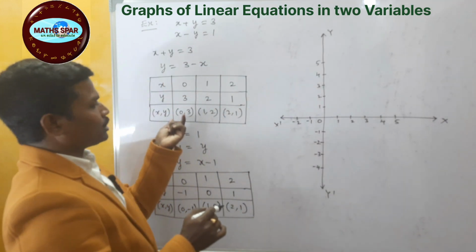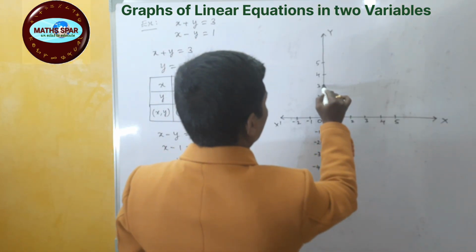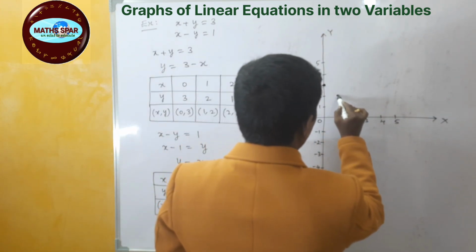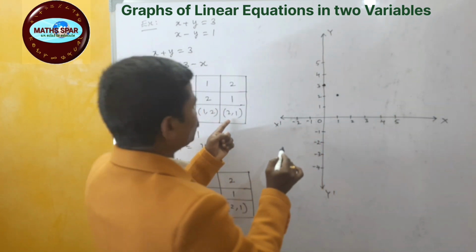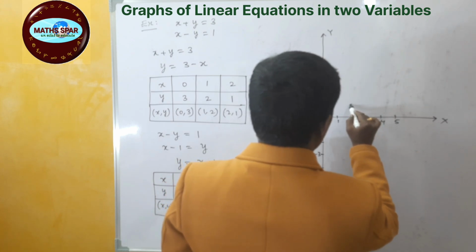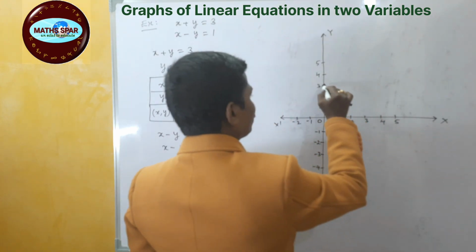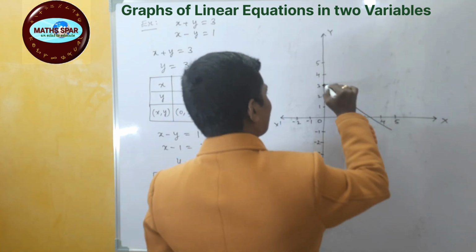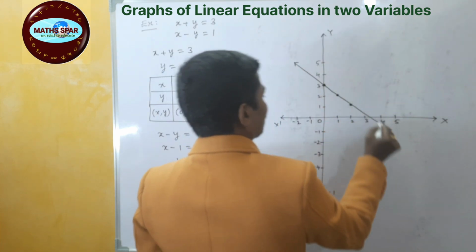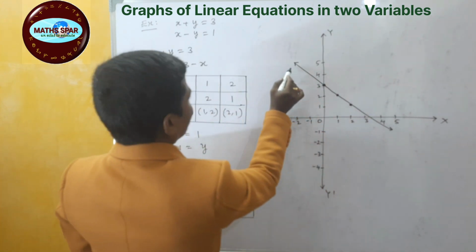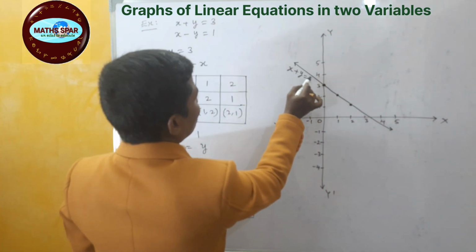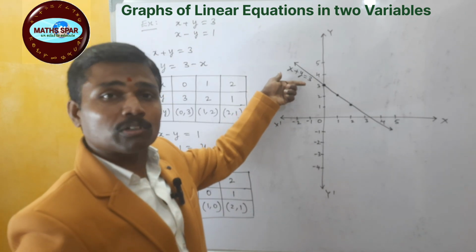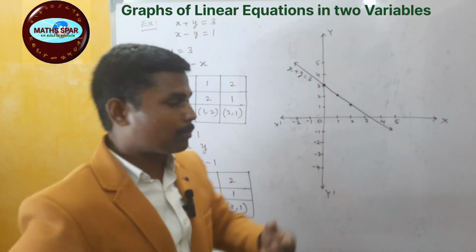Now we will plot for the first one, 0 comma 3. 0 comma 3 is here. Next 1 comma 2. 1 comma 2 is here. Then 2 comma 1. 2 comma 1 is here. Then we will draw a line, and that line we will write as x plus y is equal to 3. So this line represents x plus y is equal to 3 line on the graph paper.